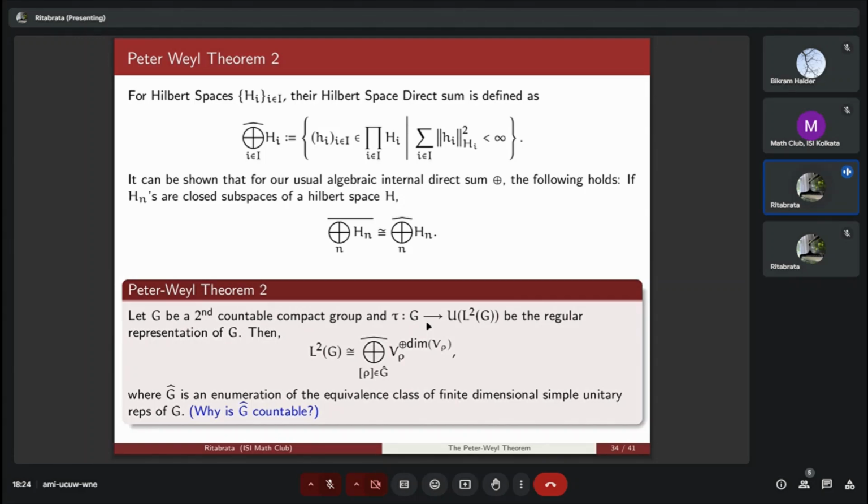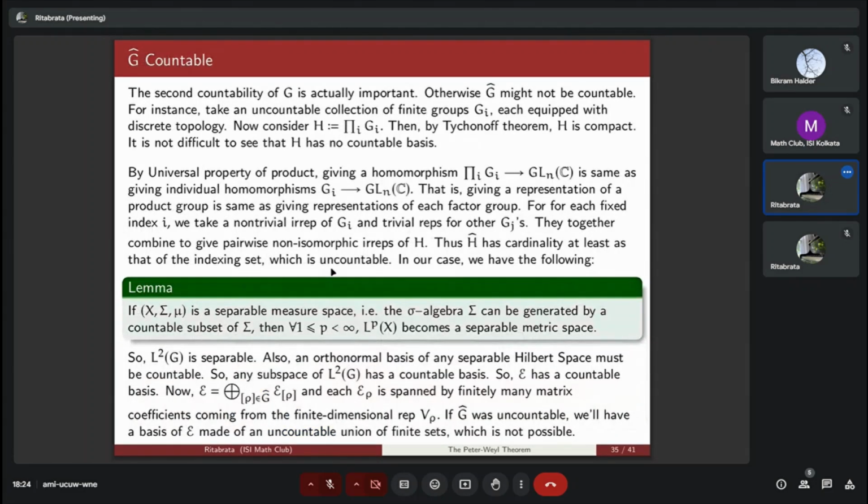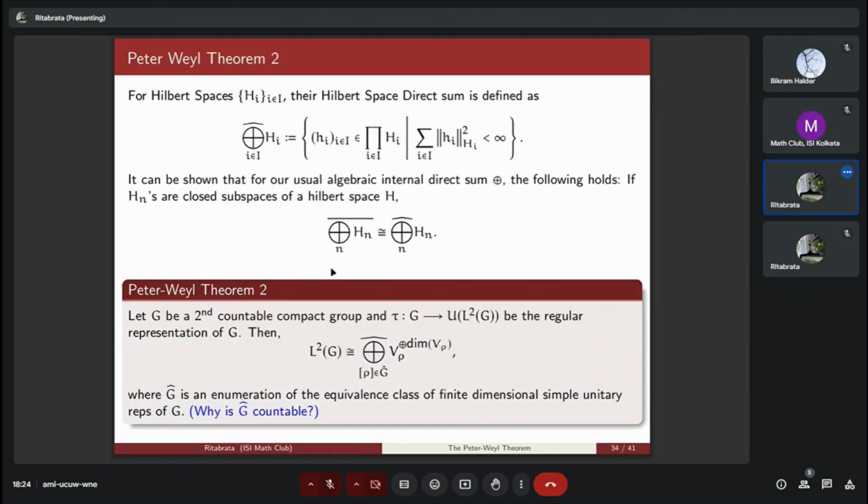Let's try to prove this statement. One thing that we can do is as follows. We have seen that the matrix coefficients are dense in L2(G). So instead of L2(G), let's first address why G hat is countable. Because this direct sum of Hn is isomorphic to this direct sum of identity. This is a countable direct sum. This might not be true for uncountable ones.